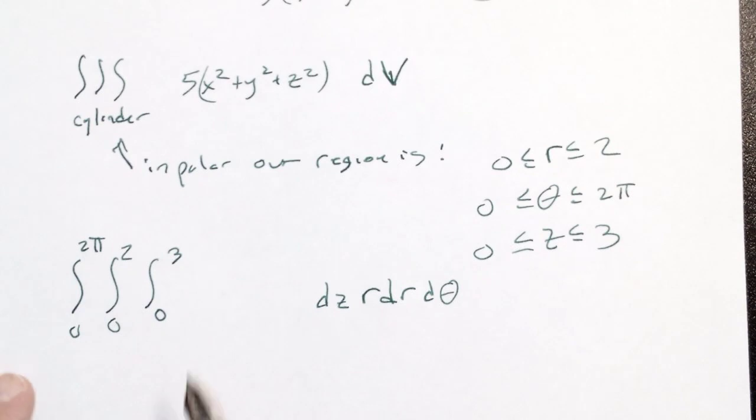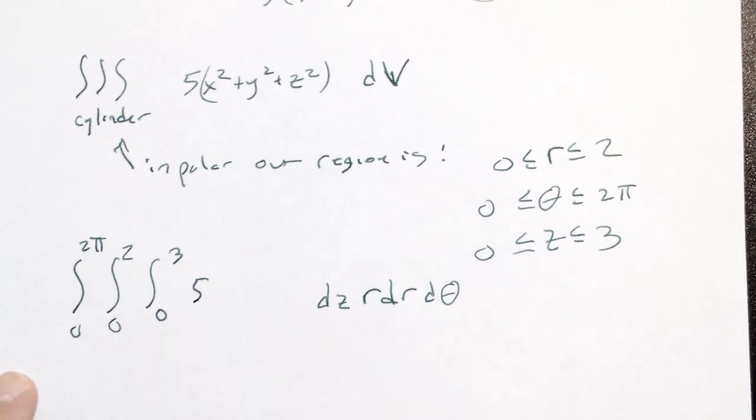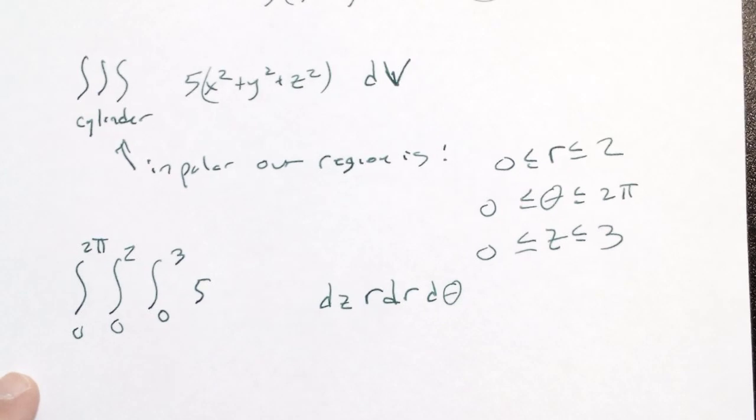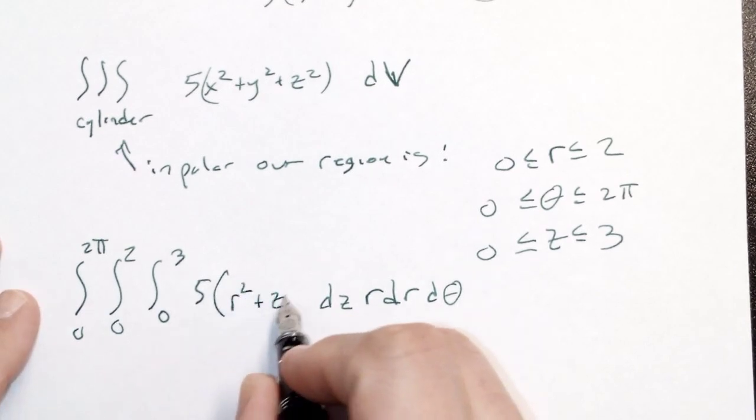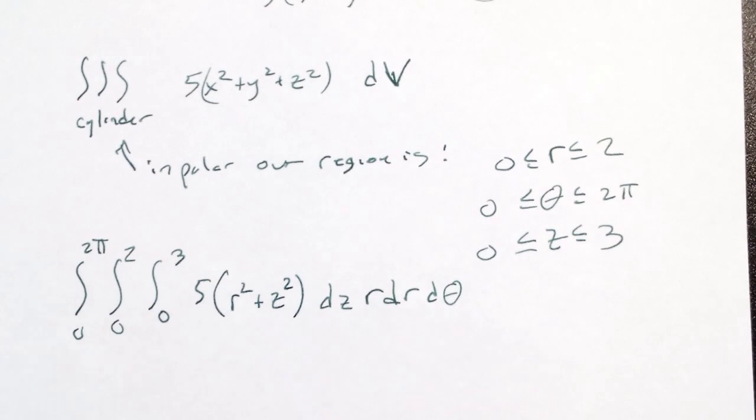5, and then 2 cosine squared plus 5. Oh, that's going to get really big, really ugly, really quick, isn't it? Wait, no. I'm confused. I've got an x squared and a y squared. X squared plus y squared is r squared. Z doesn't change, so I get that. Okay, I can pull the 5 out.